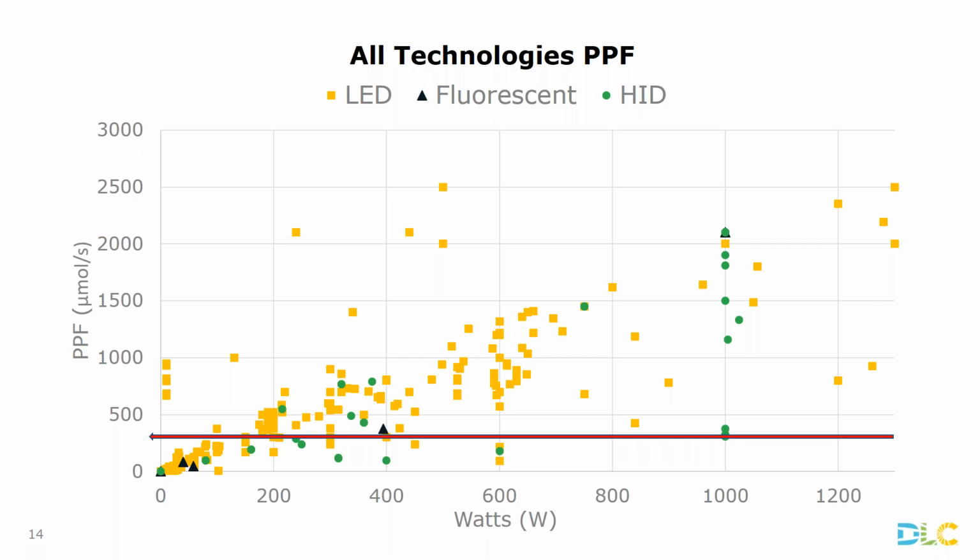This is a chart of the flux on the vertical axis and the wattage on the lower axis. That red line is at 300 micromoles per second. So everything below that would be considered in our low output category, and everything above that would be in our high output category.